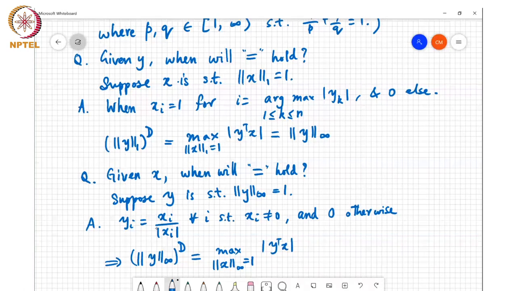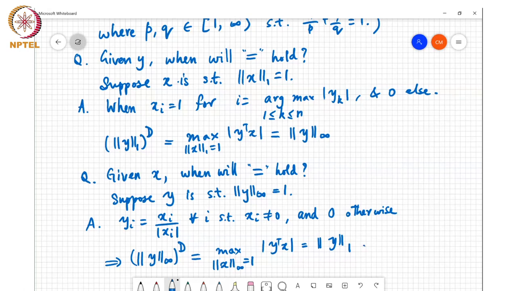Now, if I substitute this yi into that summation above, you can see that the mod xi will cancel with the mod xi. And so you'll be left with the summation of mod xi. And so this is equal to the norm y L1. So the dual norm of the L infinity norm is the L1 norm.